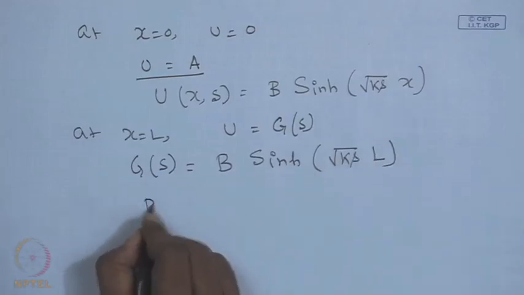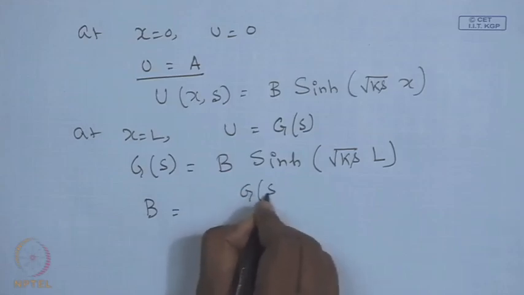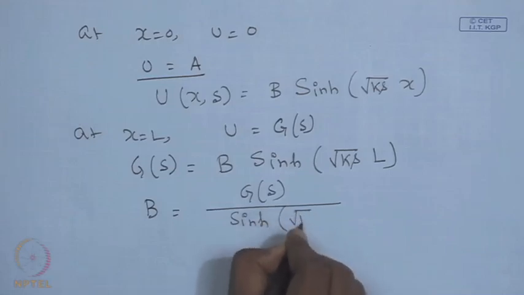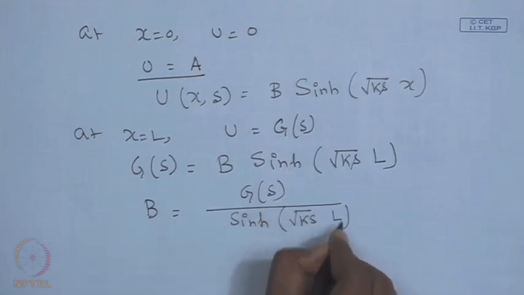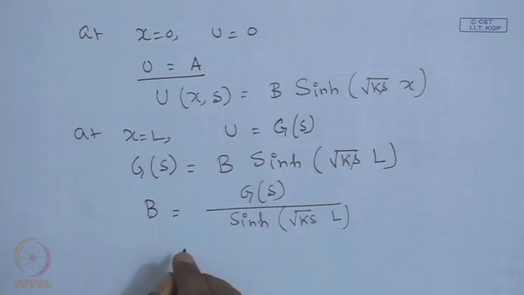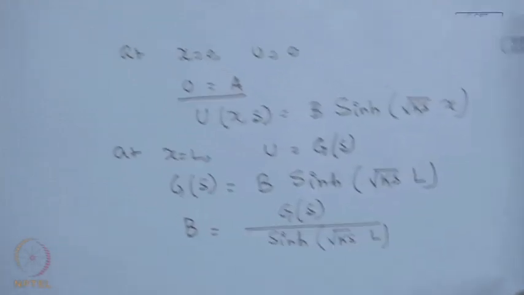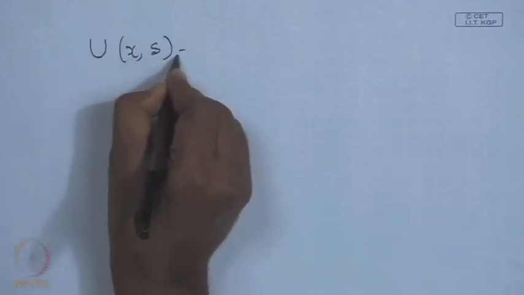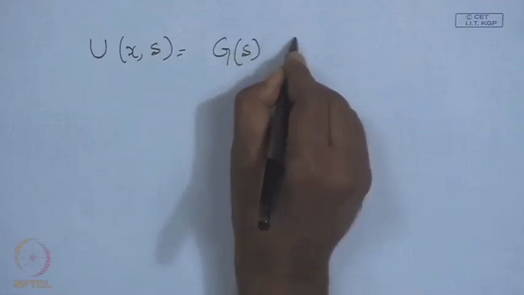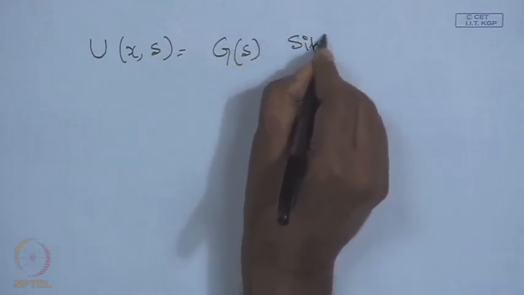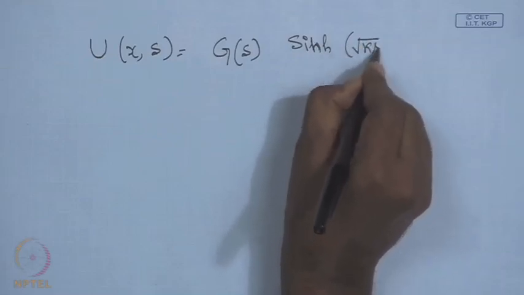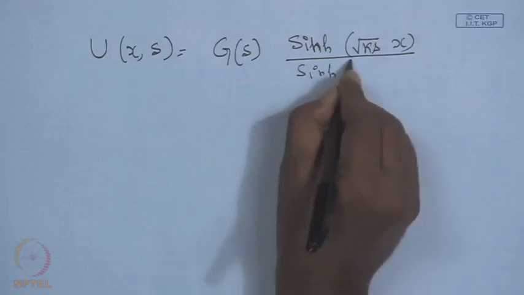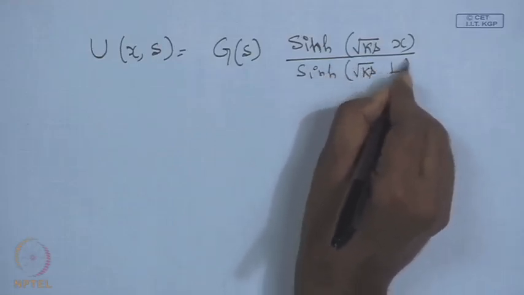Okay. So, therefore, you will be getting B as G of s divided by sinh of root over k s times L. Now, let us look into the complete solution of u. The complete solution of u, capital U as a function of x and s, will be nothing but G of s sinh of root over k s times x divided by sinh of root over k s times L.